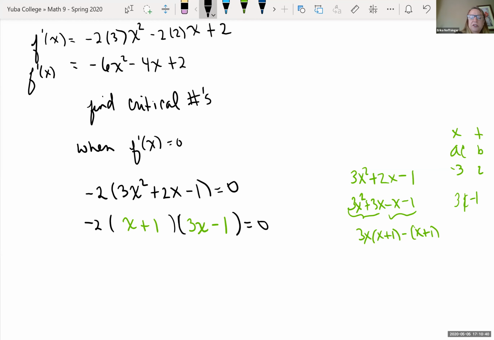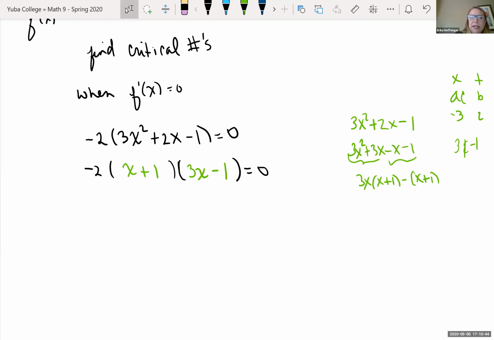Okay, so -2 is never equal to 0, and so that doesn't give us a value, but x plus 1 is equal to 0 when x equals -1. And 3x minus 1 equals 0 when x is 1/3. Add 1 to both sides when you set 3x minus 1 equal to 0, and then divide by 3. So these are critical numbers, and they are contained in our interval.